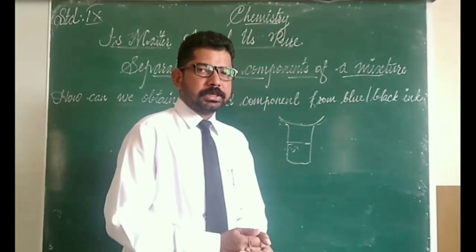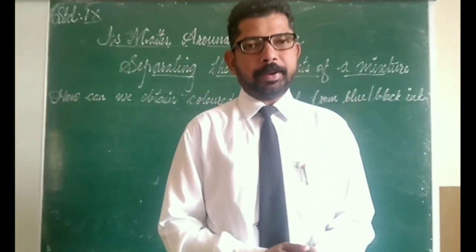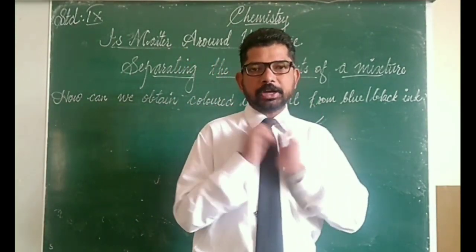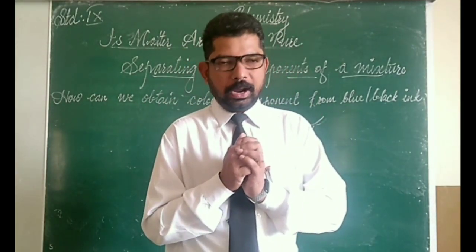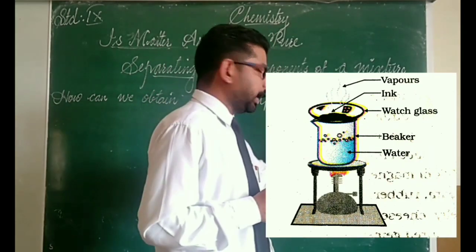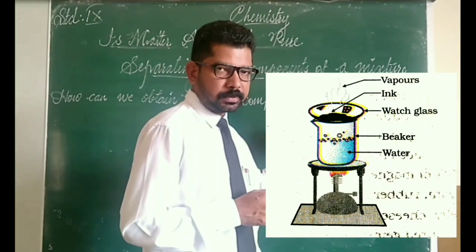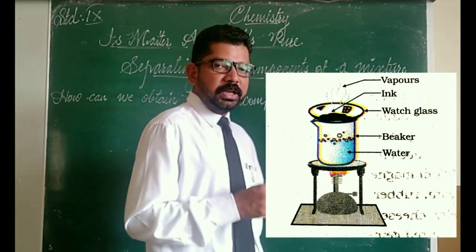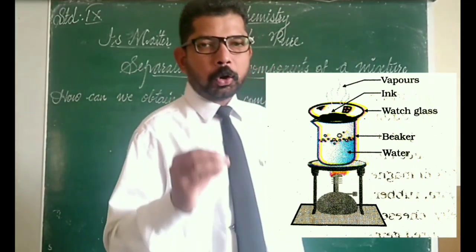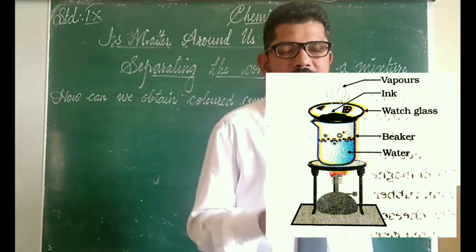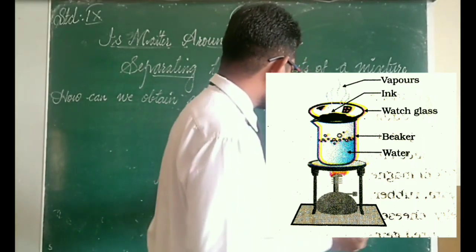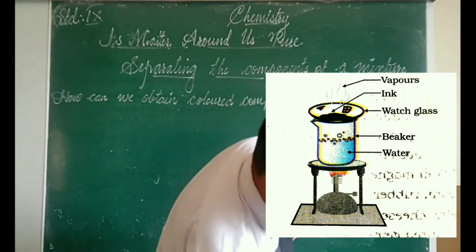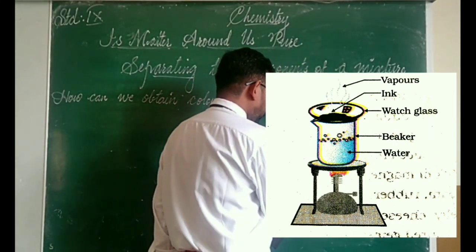To know it, we have to do an experiment. That experiment is very simple. We can take a beaker and fill half of the beaker with water. Above the beaker we can keep a watch glass, and on this watch glass we can add a few drops of ink. It can be either blue ink or black. Then after that you have to heat the beaker.